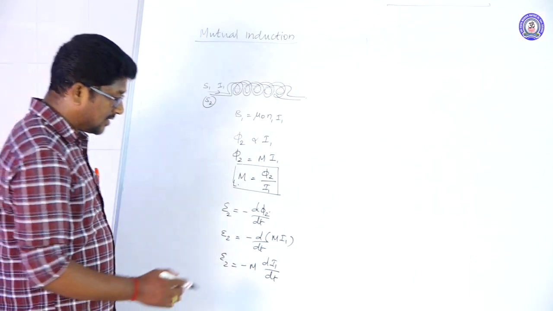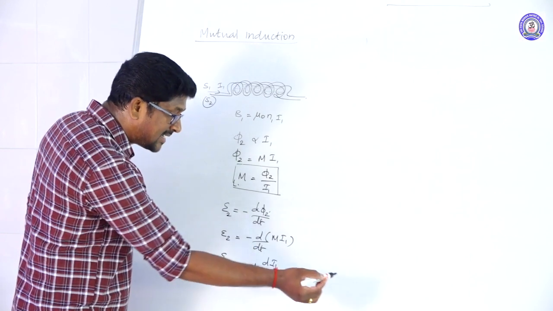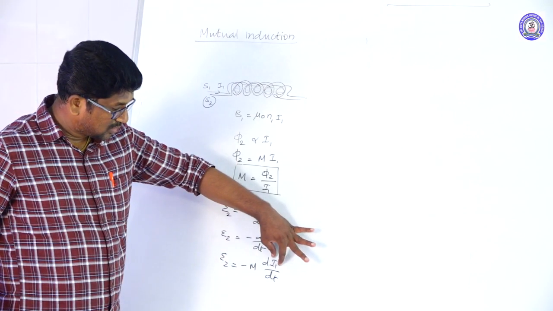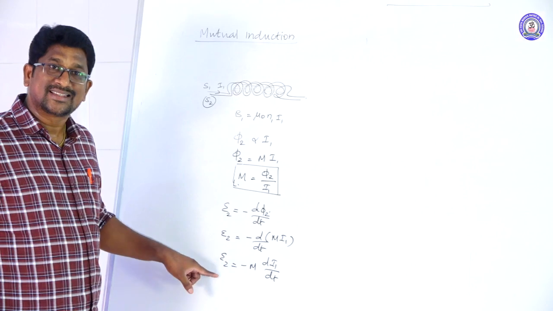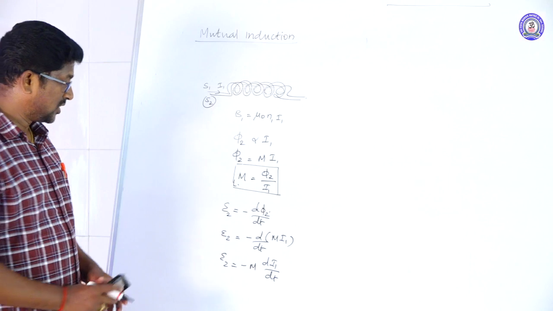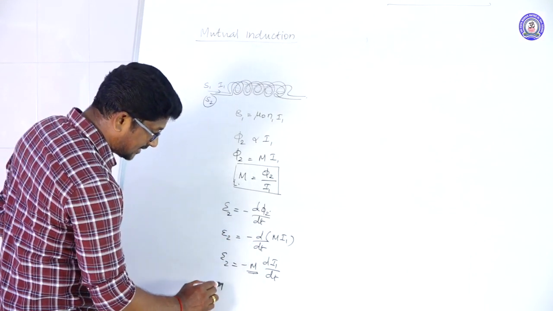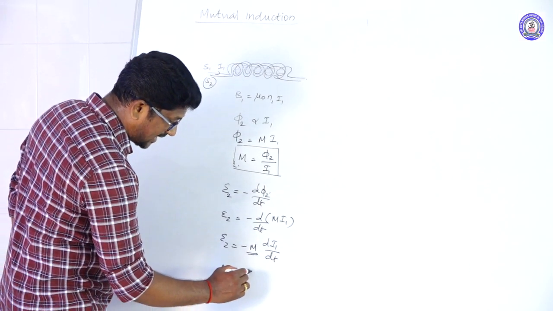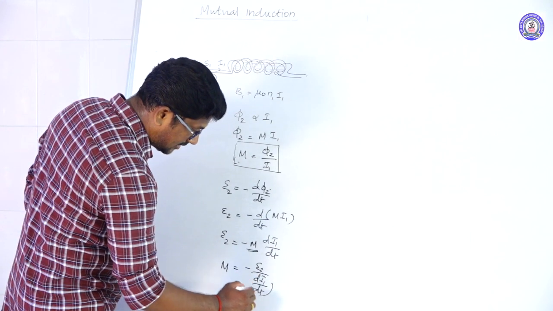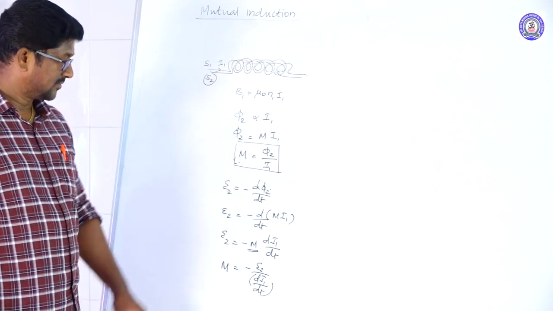Whenever the current flowing through the first coil changes, an EMF is induced in the second coil. That property of the two coils is known as mutual induction. M is the mutual inductance. Another formula for the mutual inductance: M is equal to minus E2 divided by dI1 divided by dt. Here the negative sign indicates Lenz's law.